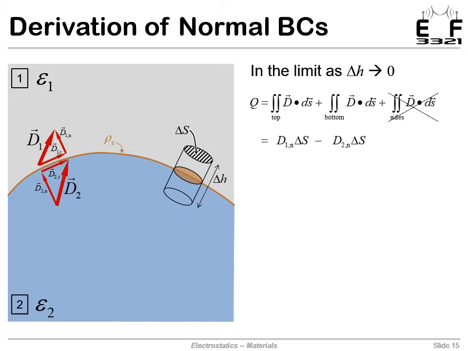What we're calculating is flux, so we're only listening to the component that's punching straight through that surface. That is the normal component of D. And so if we integrate across the area delta S, we just get D1N delta S. Now down here, the field is pointing downward in the negative direction, so we have a negative sign here, D2N delta S.